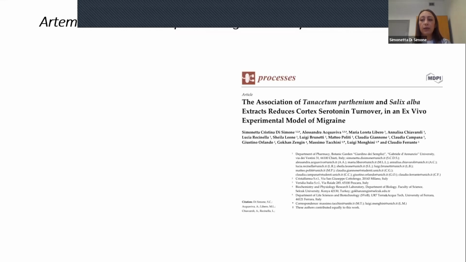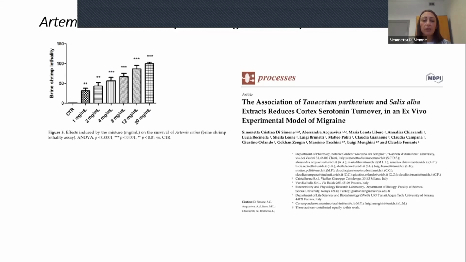This is a study that we published in Processes. It is a very recent study about an association of Tanacetum parthenium and Salix alba extracts in an ex vivo experimental model of migraine. In this study, we analyzed the biocompatibility and the cardiotoxicity of the mixture through the Artemia salina assay and the Daphnia magna heartbeat rate assay.